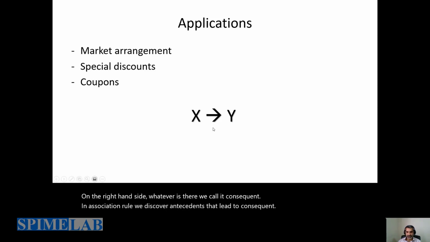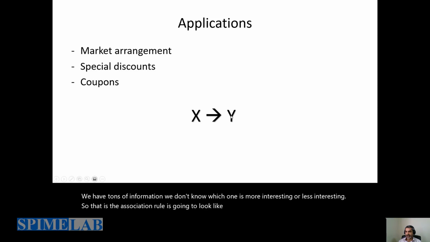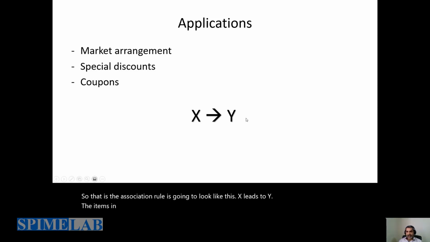We are going to learn today how we can extract these rules from a transaction database, or a large database where we have tons of information. We don't know which one is more interesting or less interesting. So that's it. The association rule is going to look like this: X leads to Y. The items in X and Y together are going to be referred to as an item set.